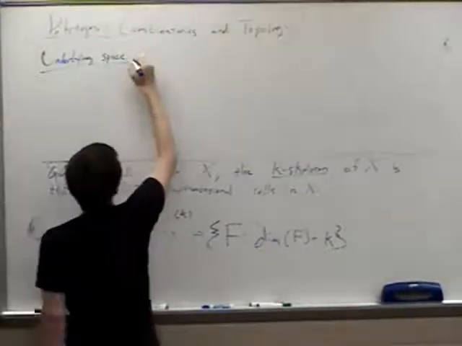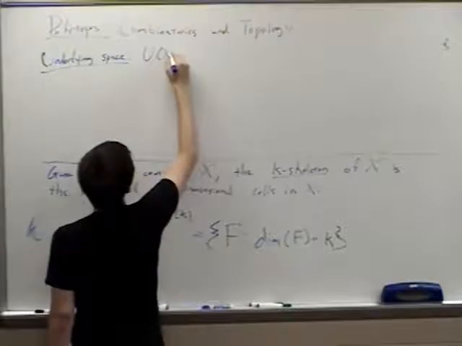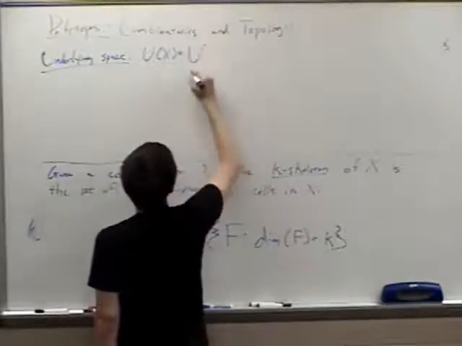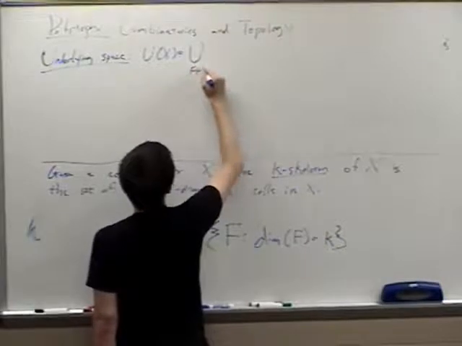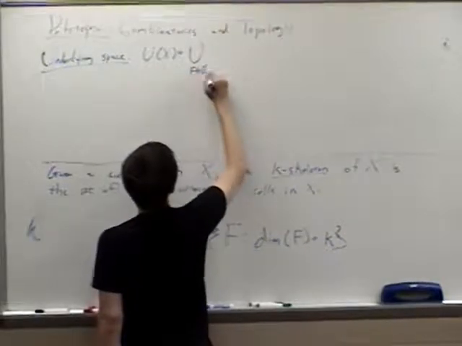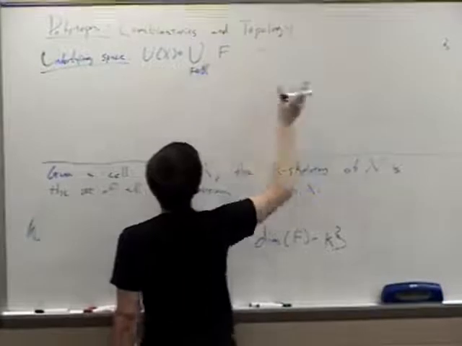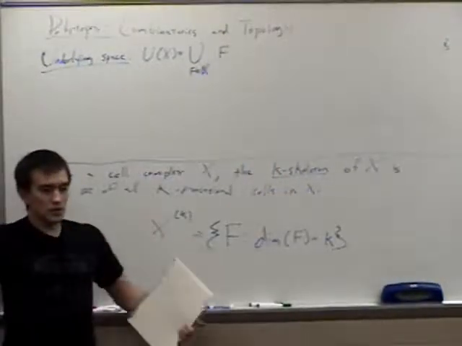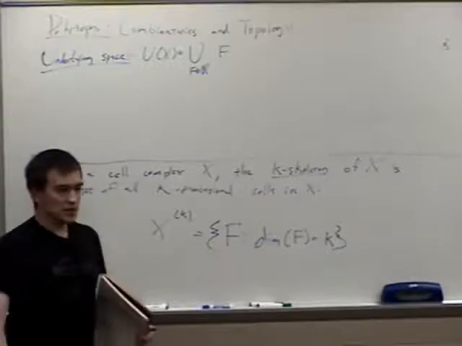And today we're going to write it as U of x, which is just equal to the big union of all of these cells, F and X, all glued together. So we can think of this as we're just going to forget that it was a cell complex and then just smash everything together, and now we're back to a set again.